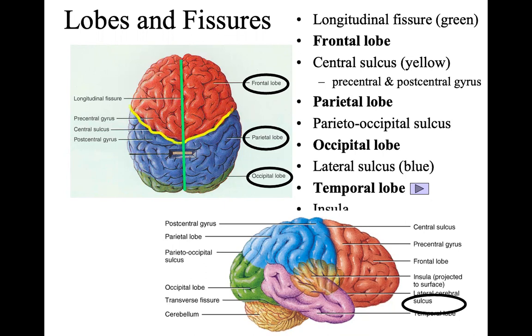What's the other one I want you to know? This yellow one right here is called the central sulcus. The central sulcus is important because from this view, we can see the precentral gyrus and the postcentral gyrus. From the lateral view, in the bottom picture, there's the central sulcus there. Again, the yellow line separates the precentral gyrus from the postcentral gyrus. Motor strip, sensory strip.